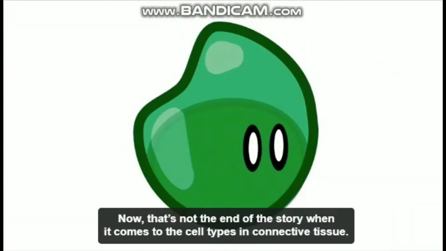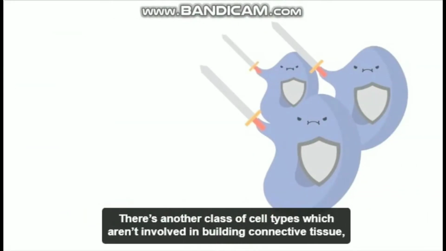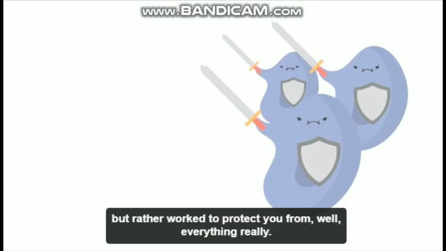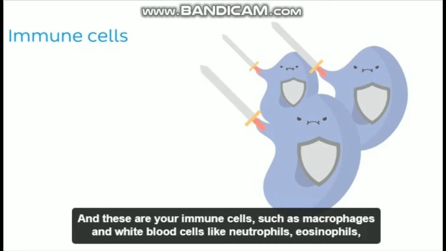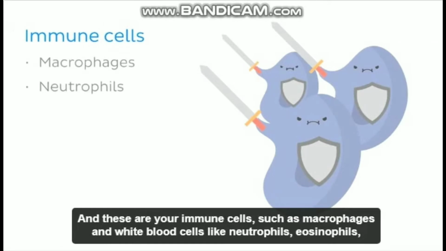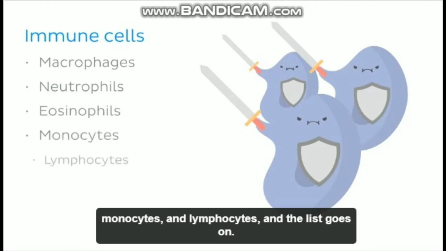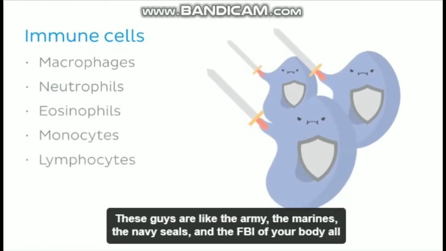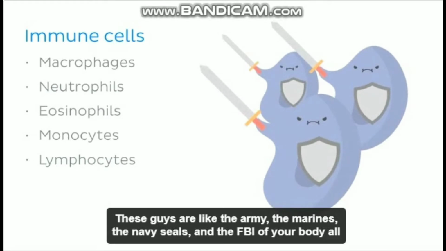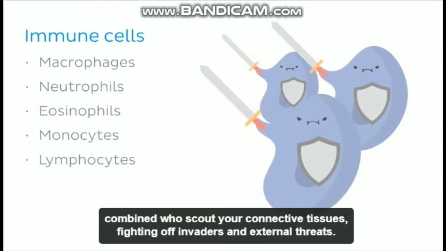Now, that's not the end of the story when it comes to the cell types in connective tissue. There's another class of cell types which aren't involved in building connective tissue, but rather work to protect you from, well, everything really. And these are your immune cells, such as macrophages and white blood cells like neutrophils, eosinophils, monocytes, and lymphocytes, and the list goes on. These guys are like the Army, the Marines, the Navy SEALs, and the FBI of your body, all combined, who scout your connective tissues, fighting off invaders and external threats.